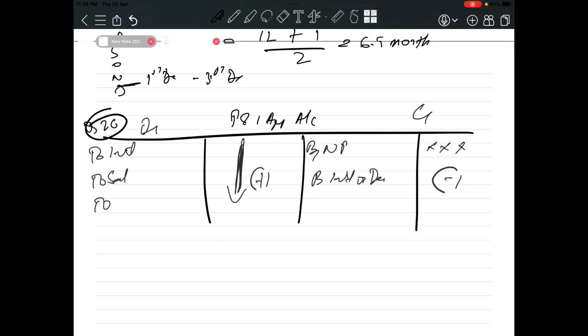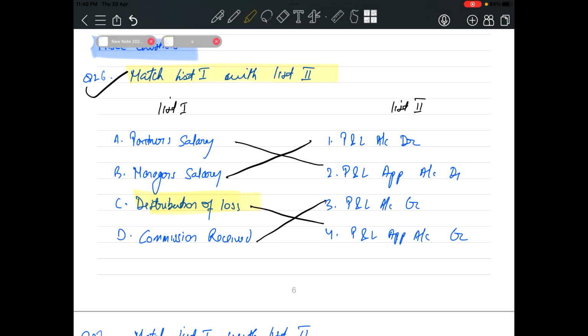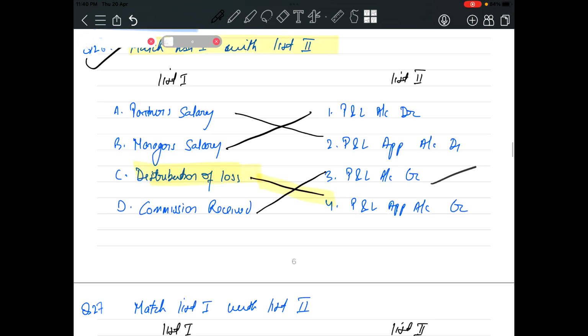So if the debit side is more than the credit side, where will the balancing figure come? On the credit side, right? So if the balancing figure is on the credit side, which means there is a loss. So loss will be in the credit side. Now see, distribution of loss will be P&L appropriation account credit side. And commission received is a gain for the partnership firm, so it will go to credit side of profit and loss account. I hope this is clear.